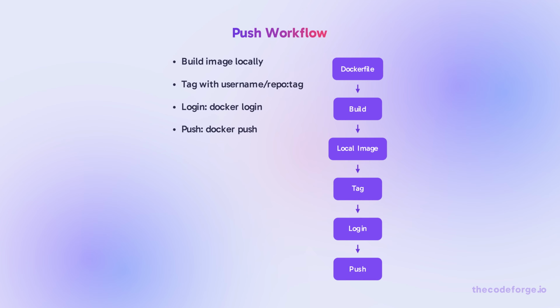The push workflow is straightforward. Build an image, tag it with your Docker Hub username and repository name, authenticate with docker login, then push. Docker only uploads layers that don't already exist on the registry, so subsequent pushes are faster.